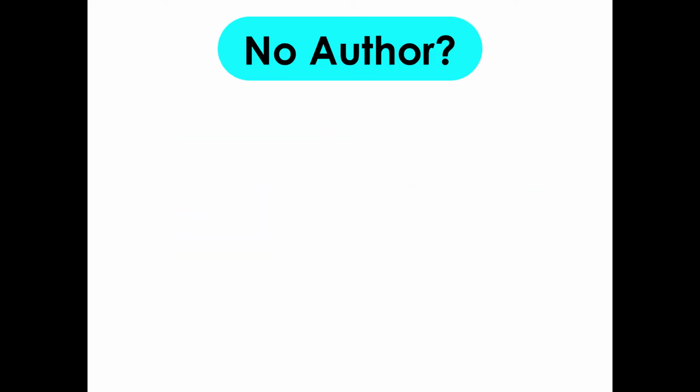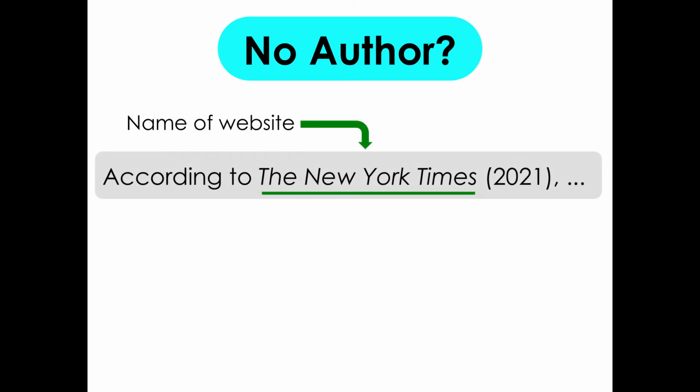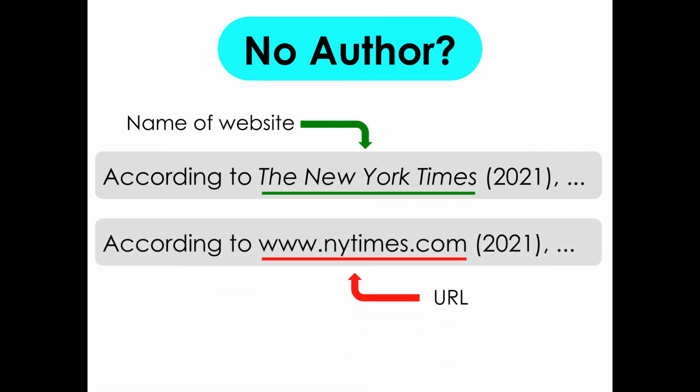Some online articles don't show the author's name. What do you do in this case? Well, you can use the name of the website, such as the New York Times, or you could use the first part of the URL. In this case, www.nytimes.com.